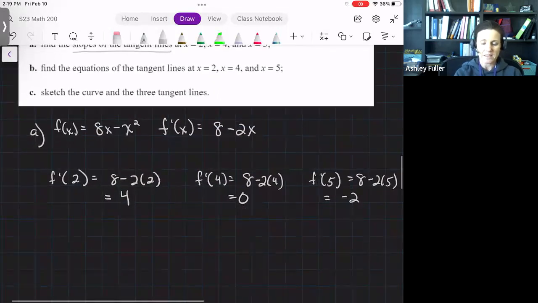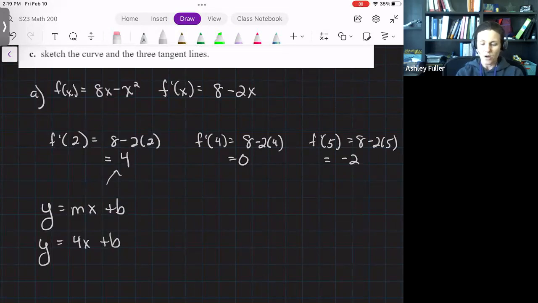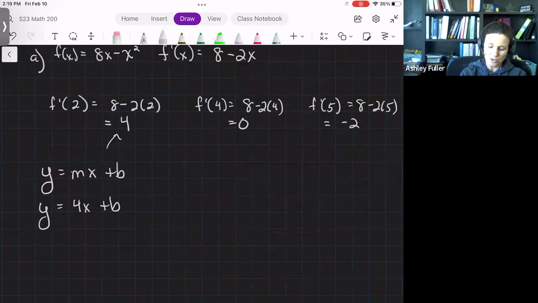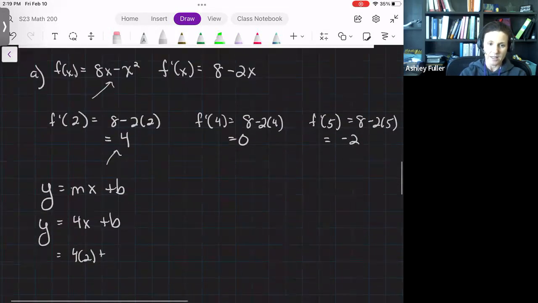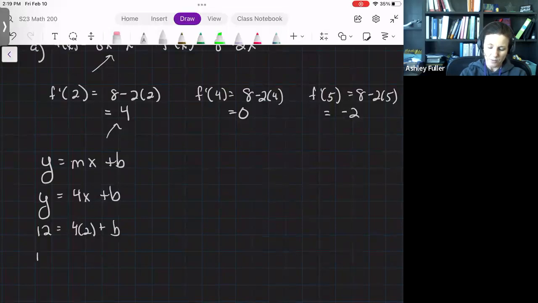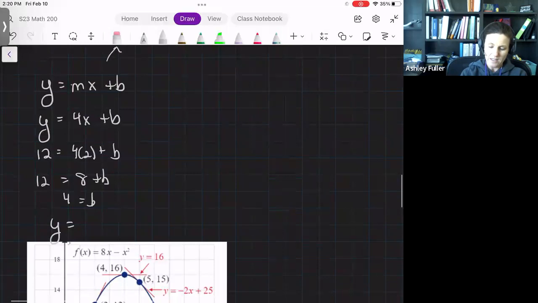Now that I know the slope at each of those locations, I can find the equation of the tangent line. Remember, a line is of the form mx plus b. In our first case here, I know this slope is now 4. But then I also know a point. I know when x is 2 on the curve, I can go back to my original equation and plug in 2. And when I do that, I get a value of 12. And then solving for b, I get a b value of 4. And thus my tangent line where x is 2 is going to be 4x plus 4.